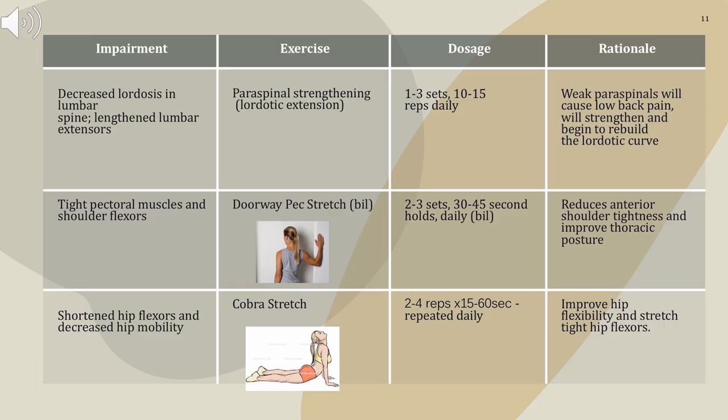To do the stretch, we're going to be laying down, facing down, and we're going to push up with our arms as far as you can, lifting our trunk and head up to the air. We're going to hold this position for 15 to 60 seconds, and we're going to do 2 to 4 reps. And we're going to be doing this exercise daily. This is going to help improve hip flexibility as well as stretch those hip flexors.